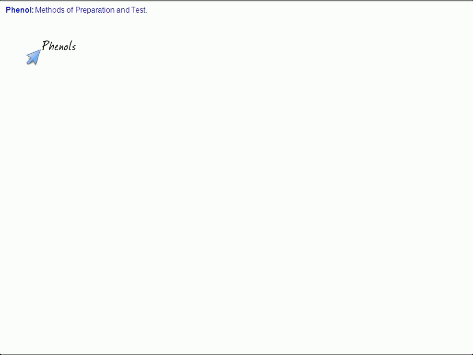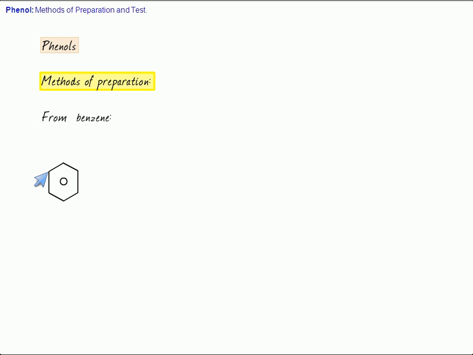Phenols. Phenols are a very important class of compounds which has versatile application in many of the fields of organic chemistry. First, we shall pass on the methods of preparation, and our first discussion will be from benzene. Phenol can be prepared from benzene in two discrete ways. One is through diazonium, one is without diazonium. We will be discussing both of them.